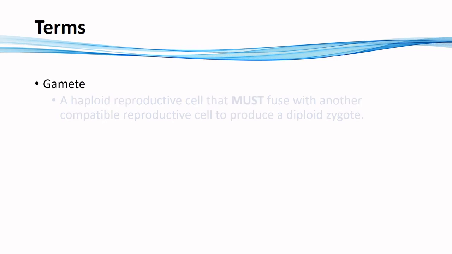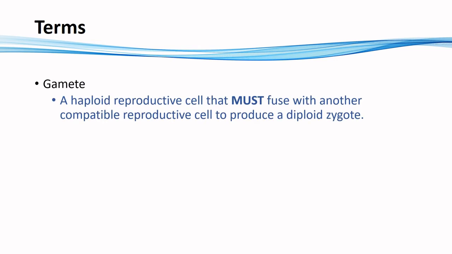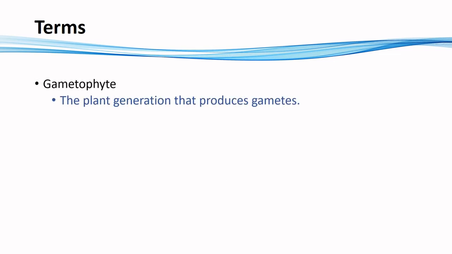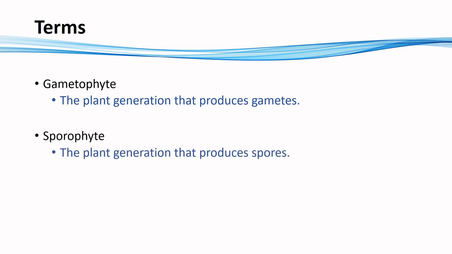A gamete is a haploid reproductive cell that must fuse with another compatible reproductive cell to produce a diploid zygote. If they do not fuse, these cells will perish. Gametes typically include eggs and sperm. In contrast, a spore is a haploid reproductive cell that undergoes mitosis to give rise to a multicellular generation. Spores do not fuse with other reproductive cells. Similarly, a gametophyte is the plant generation that produces gametes, whereas a sporophyte is the plant generation that produces spores.